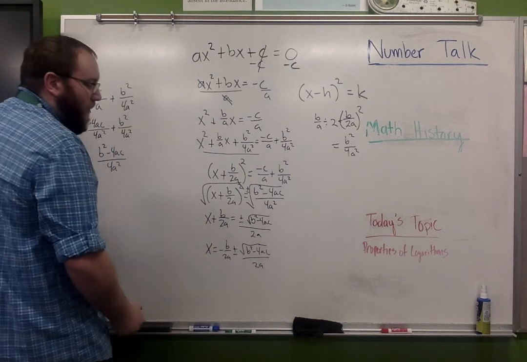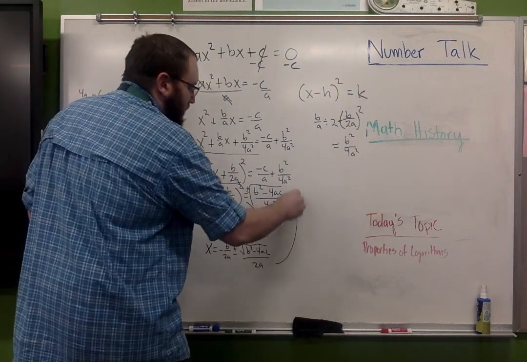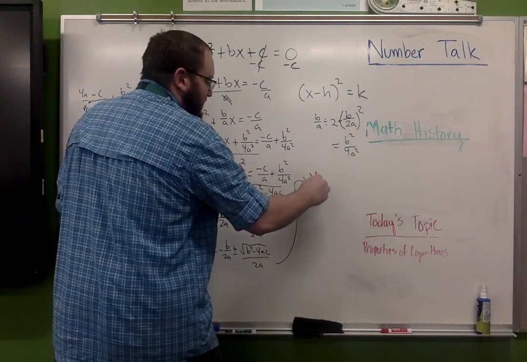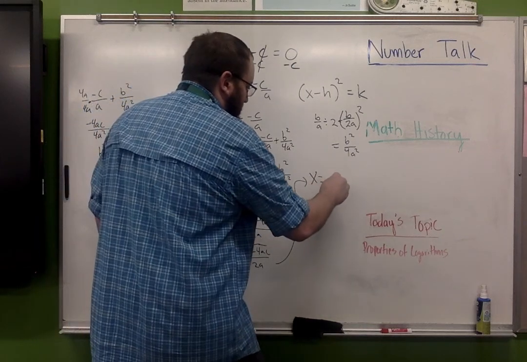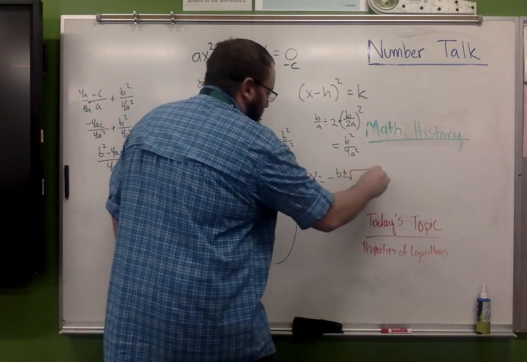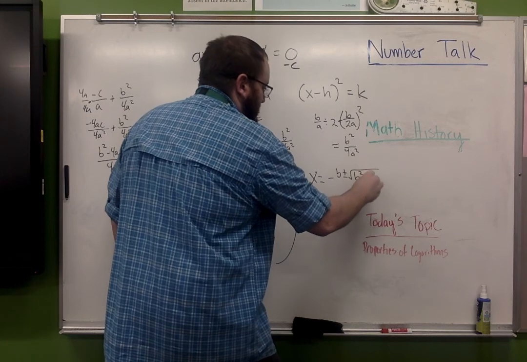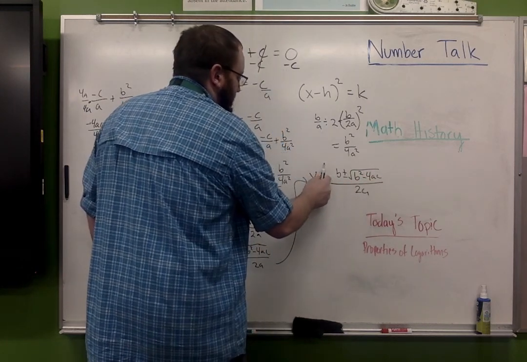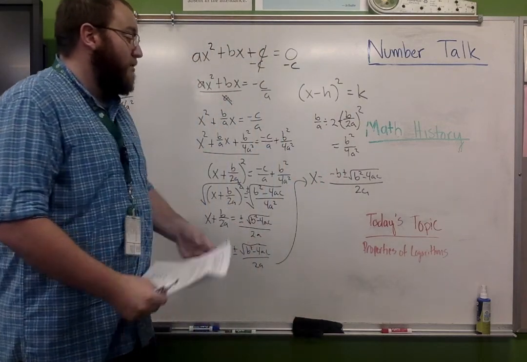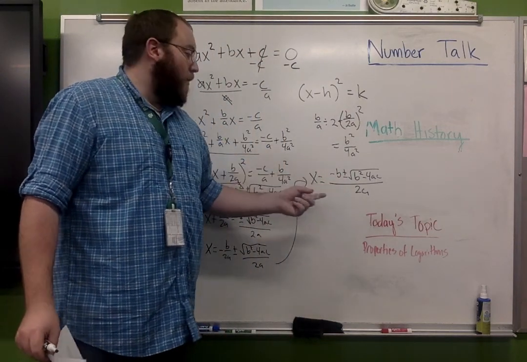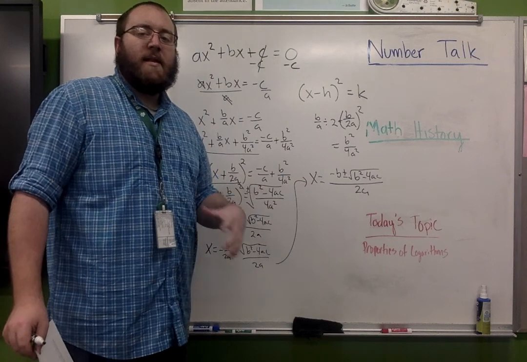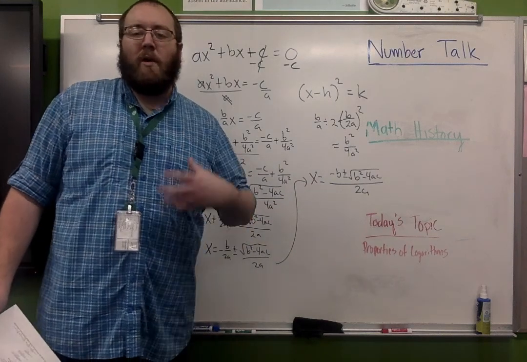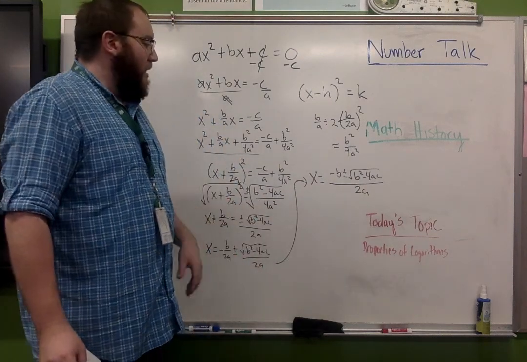These have a common denominator, so I can add those together. So I have x equals negative b plus or minus the square root of b squared minus 4ac divided by 2a. And that right there is your quadratic formula. We wanted to get x by itself, right? That's how we solve. We want x equals something, and we have it right here.